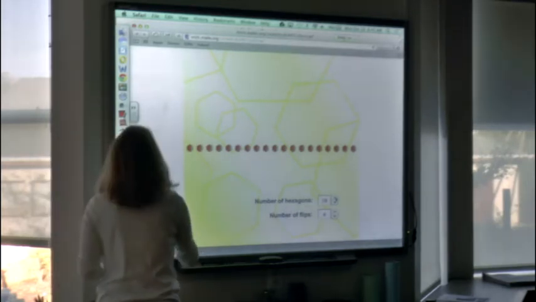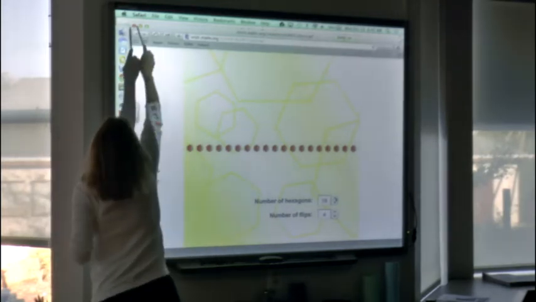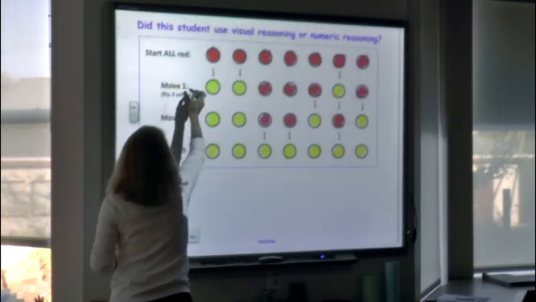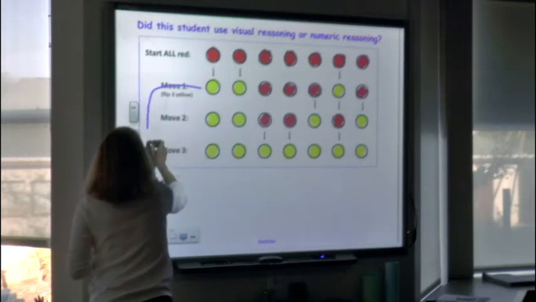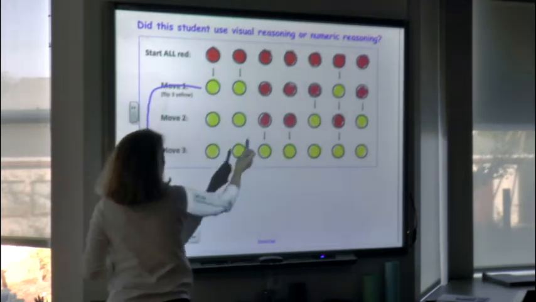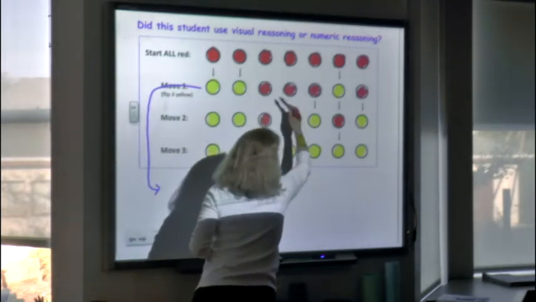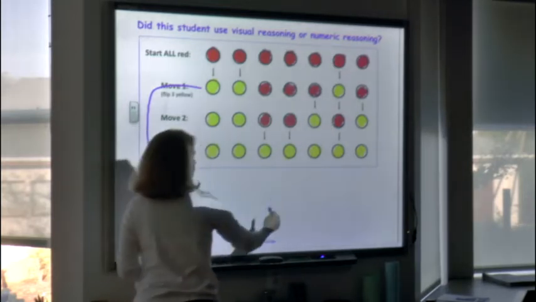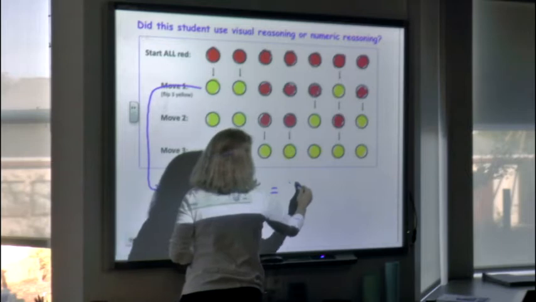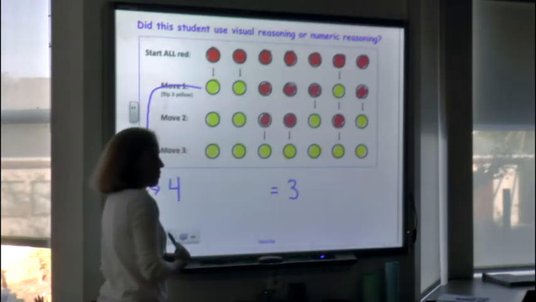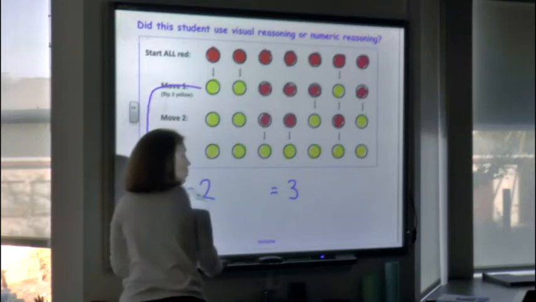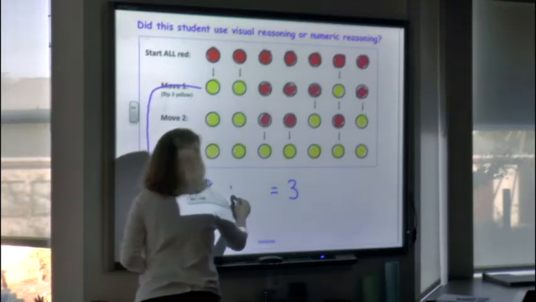So let's look at what, again, that student was doing. Let's look at this line right here. He's moved his 3 counters, so he has 4 red. So in his mind, he's going, I've got 4 red, gotta get it down so that I only have 3 red. So I'm going to flip 2 red. That's going to bring me down to 2, and then I'm going to flip 1 yellow.